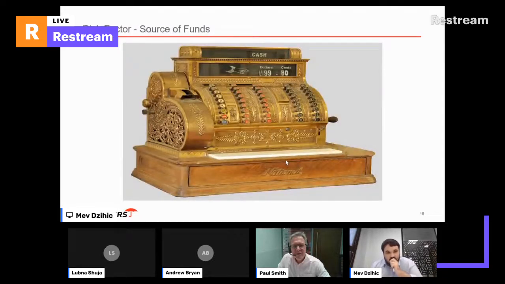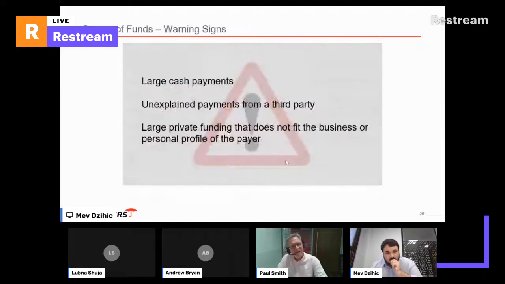Further issue is source of funds. This comes from the SRA's warning notice from 25th November 2019. Some warning signs here. Next slide, please.